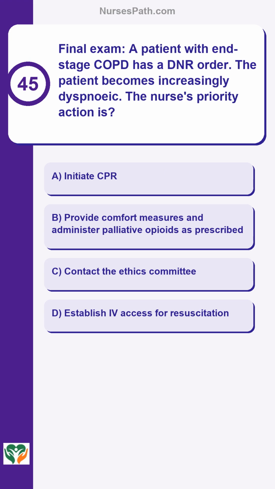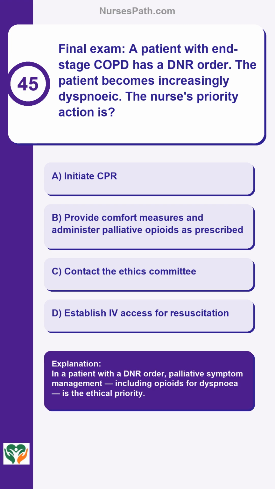Question 45. Final exam. A patient with end-stage COPD has a DNR order. The patient becomes increasingly dyspneic. The nurse's priority action is? Initiate CPR. Provide comfort measures and administer palliative opioids as prescribed. Contact the ethics committee. Establish IV access for resuscitation. In a patient with a DNR order, palliative symptom management, including opioids for dyspnea, is the ethical priority.